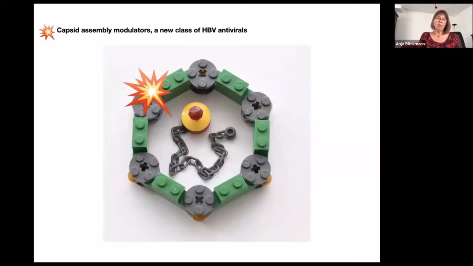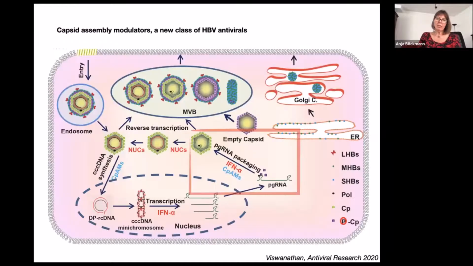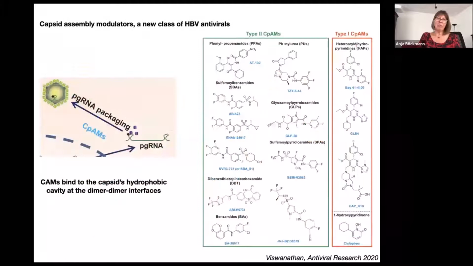Today, I will focus on a new approach. It's a new class of HBV antiviral, which is under development today, which are capsid assembly modulators. So they act on the assembly step of capsids. And you see this step here a bit drowned in the middle of the viral life cycle, which I don't want to bother you with. You just should look at the red rectangle here, where you have the pgRNA, the pregenomic RNA, which is packaged by the core protein dimers to become the capsid. And it's this step which can be addressed by capsid assembly modulators.